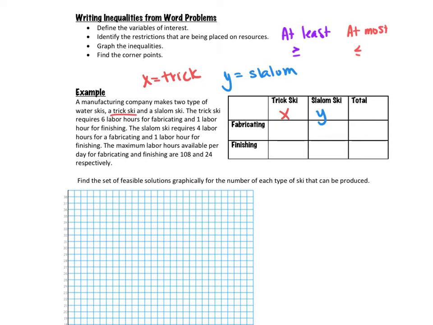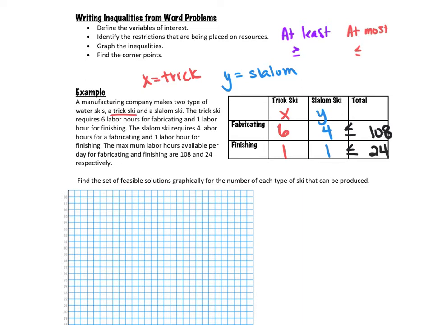It takes 6 labor hours to fabricate one trick ski, so we'll put in here 6 hours for that. And it takes 1 labor hour to finish that, so we'll put that in for finishing. For a slalom ski, it takes 4 labor hours to fabricate and 1 labor hour to finish. Now, the next part says that we have a maximum, which means we cannot exceed that. We can't exceed the fabricating or finishing time that we have. We have a maximum of 108 fabricating hours and a maximum of 24 finishing hours.